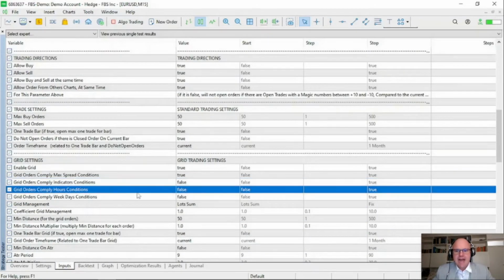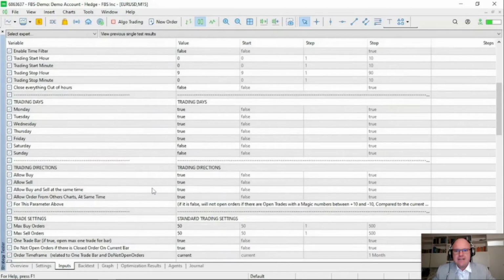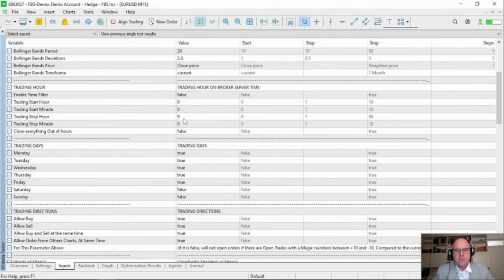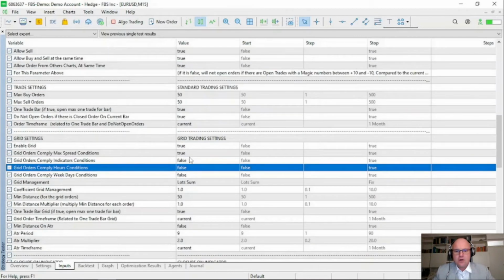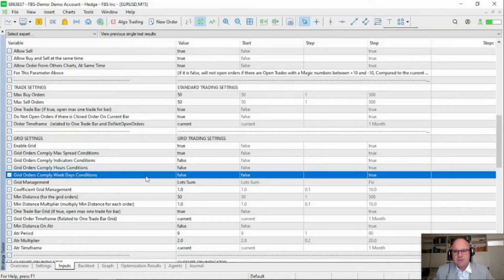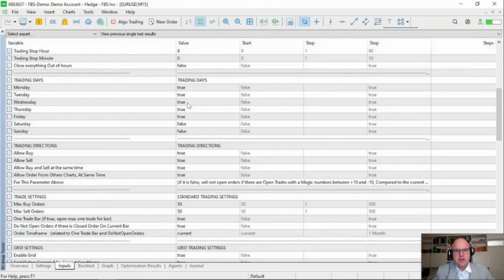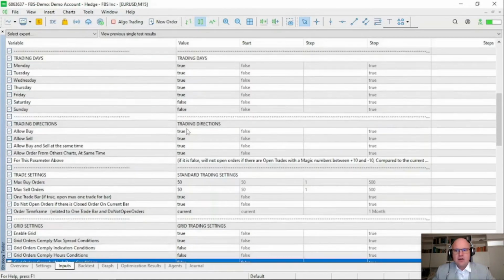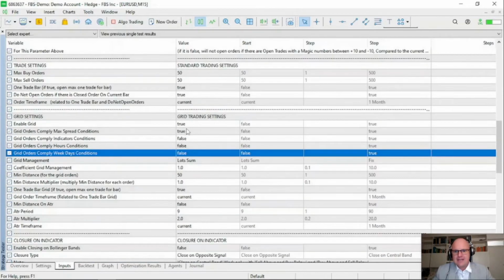Our next filter is the hours filter, meaning you can set your grid to only be open or placing trades during a specific time of the day according to broker server time. Lastly, our comply with weekdays condition is another filter where you can set the grid according to specific trading days.